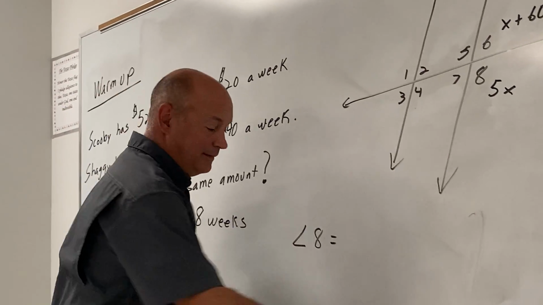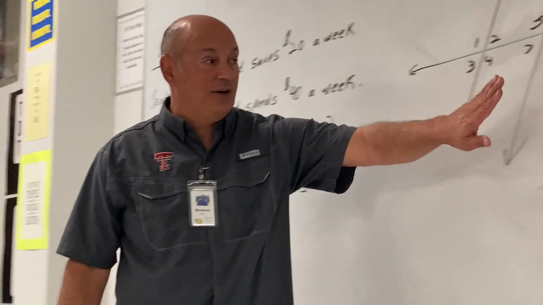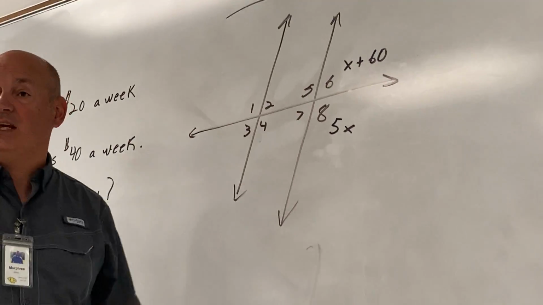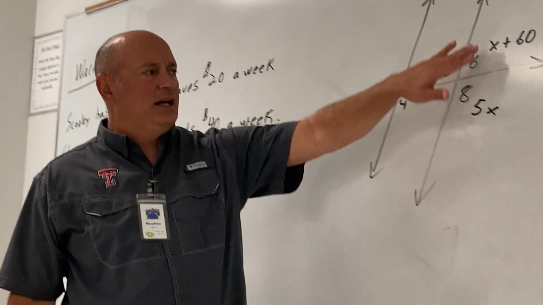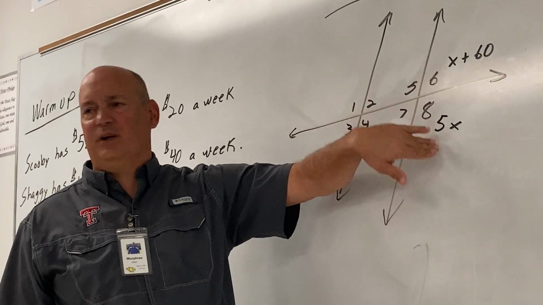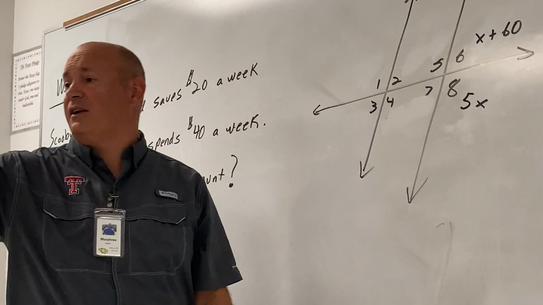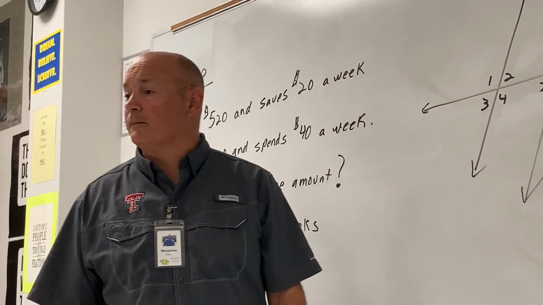Does anybody have any thoughts? They start putting letters in there, dang it. 5x is angle 8, and angle 6 is x plus 60. What do we know about angle 6 and 8? We only know one thing. What do we know? Anybody's back open again. Langston. The angles of it. What about them?